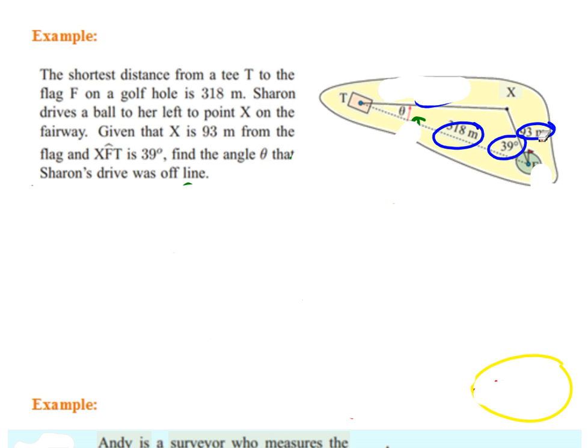and angle XFT, because it's got that little hat on it, XFT is 39 degrees. That's already on there for you. Find the angle theta that Sharon's drive was offline. To help you, they've already drawn that angle in there. So basically, she was meant to be aiming for this, but she hit here. They want to know what angle she missed by. So we want to work out that little theta.